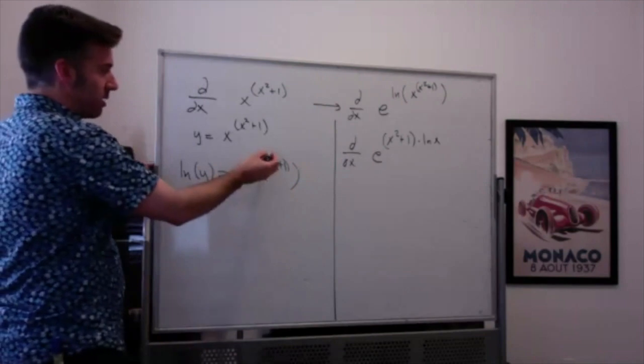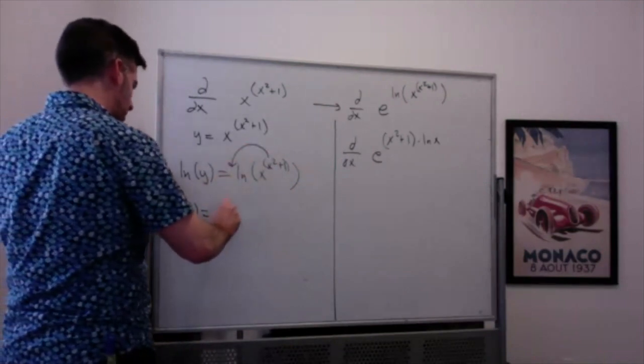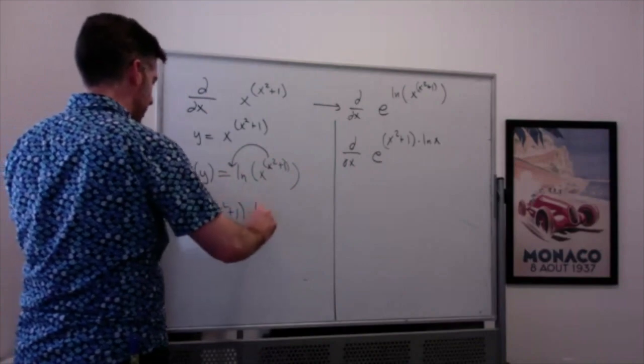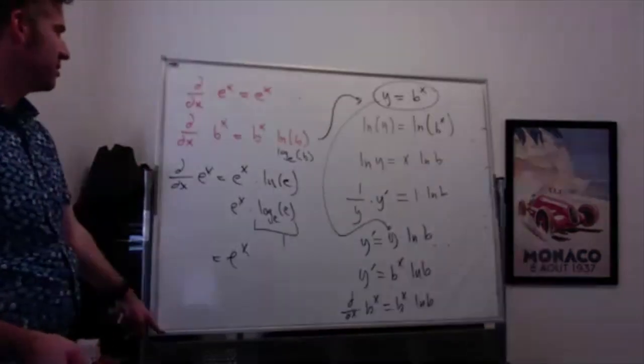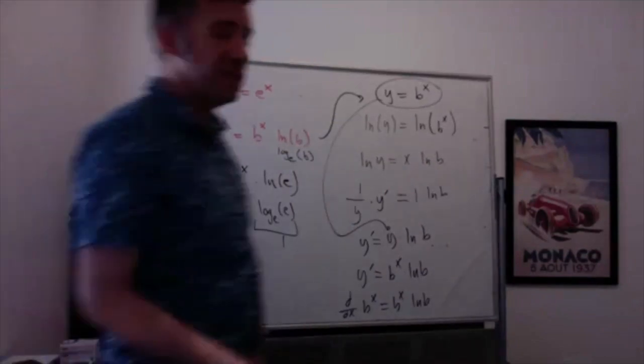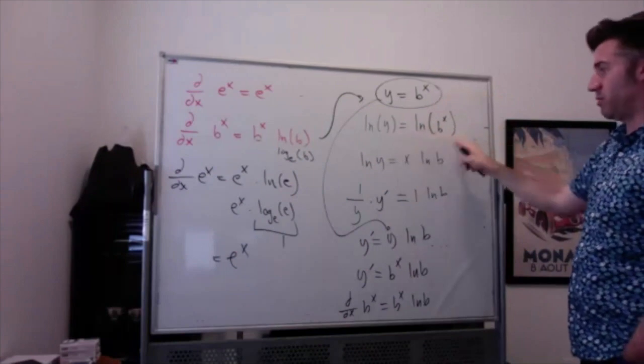And then that power comes down. So the natural log of y is equal to x squared plus 1 times the natural log of x. I should point out, although I think I've erased it, no, I haven't, so this is exactly the same as this process here. We took the natural log of both sides, we brought down the power.